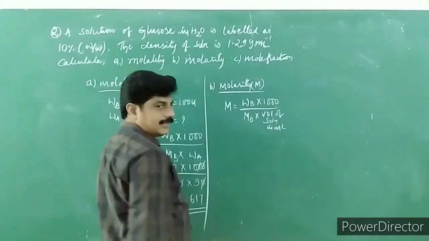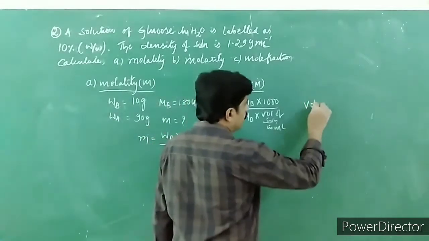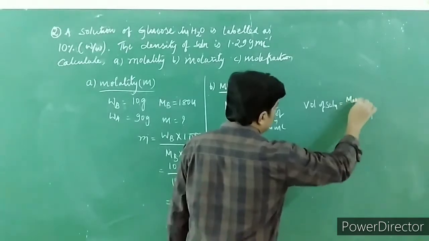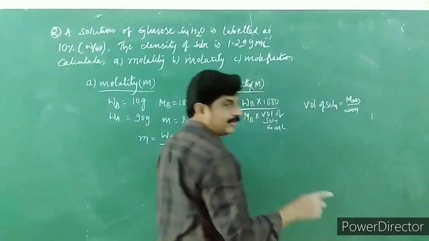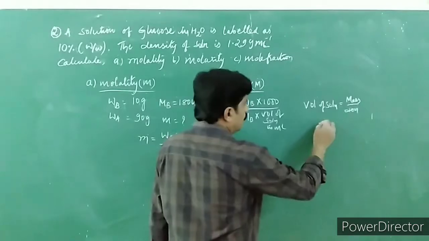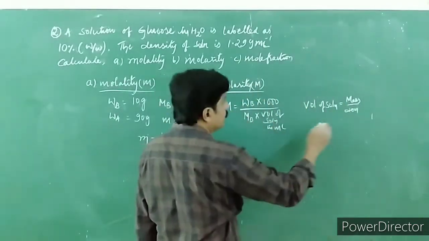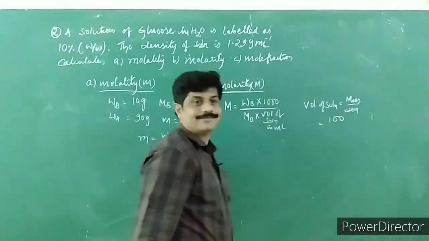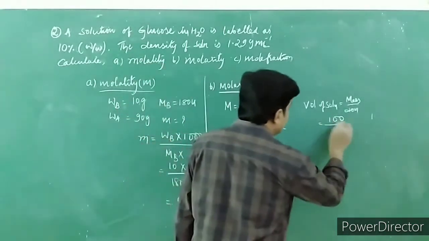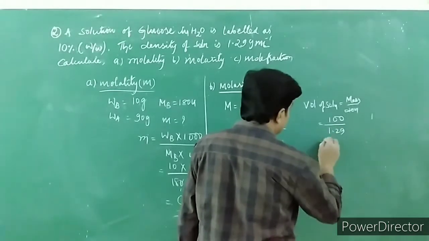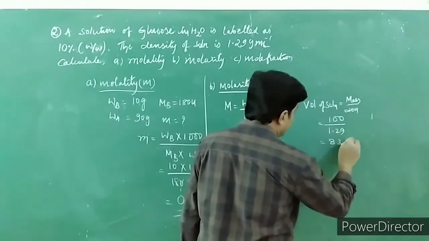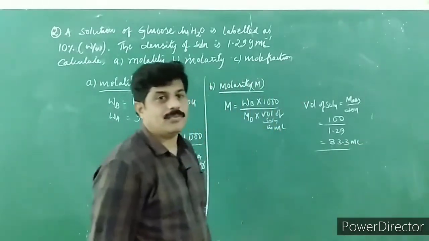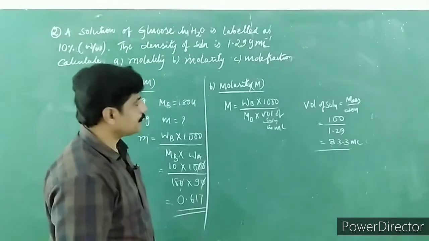Now we need to find out the volume here, is it not? Volume of solution is equal to mass by density. Why? Because density is equal to mass by volume. Now mass is how much here? Tell me, how much? This is 100, upon density, which is 1.29. If you calculate, you are going to get 83.83 ml. That means we got the volume of the solution.